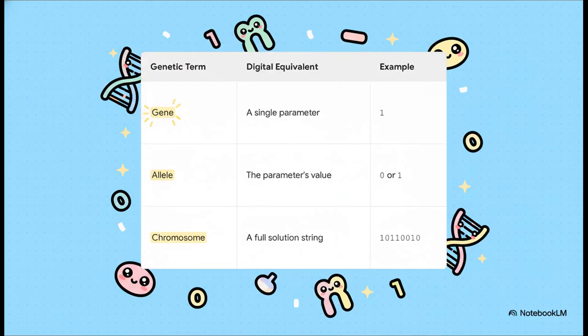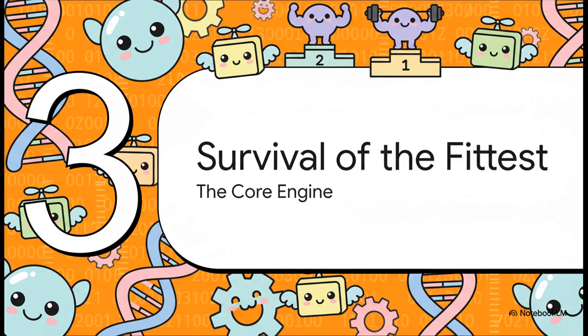So let's just recap how this all fits together. You've got these individual genes which hold different allele values, and they all combine to form a chromosome. And that chromosome is one full solution that the algorithm can test and evaluate. This string of numbers is literally the digital DNA for one potential answer to your problem. Okay, so now we can create a whole population of these digital chromosomes, each one a different guess at the right answer. But how do we actually find the best one?